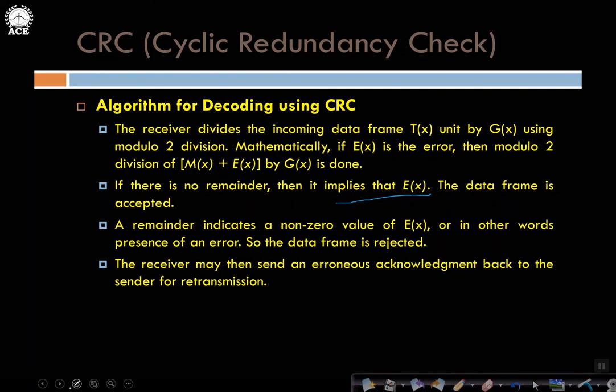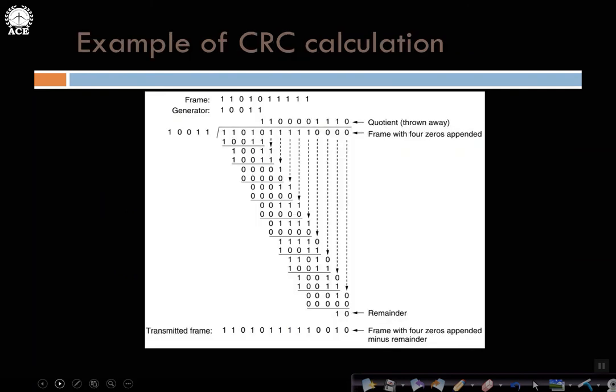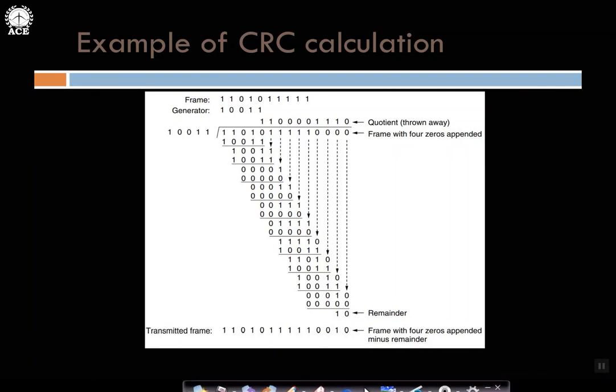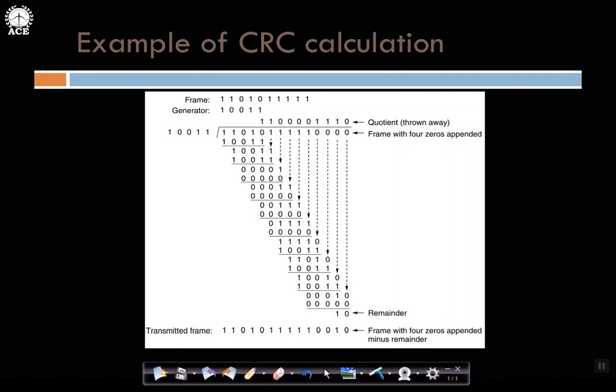To understand that, this is an example. Please follow this example and try to understand. I'll later explain the same thing by working on the board also, but first let us understand from here. This is my frame. Can you write the polynomial corresponding to this frame? Let us try to write the polynomial corresponding to this frame.